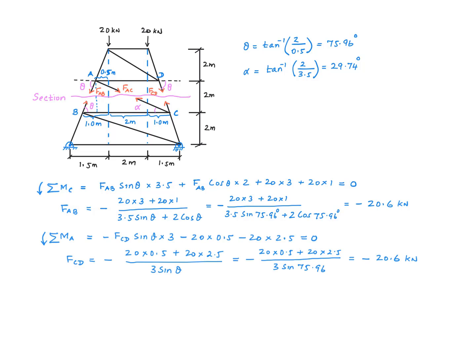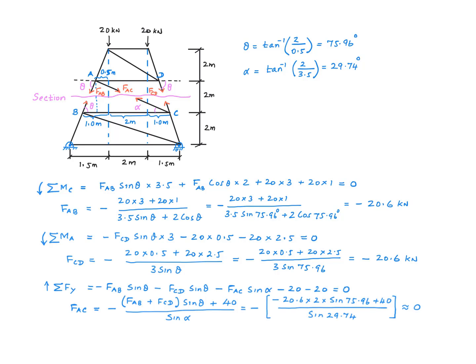Next, I take a moment about point A. The three forces that could potentially make a contribution to that equation are FCD, this 20 kilonewton, and this 20 kilonewton, right? The horizontal component of FCD, however, passes through point A, and therefore that will not make a contribution to this equation. Only the vertical component will. Here are the details, and I get a value of minus 20.6 kilonewton for FCD also. That is, I get the same value as the force on FAB.